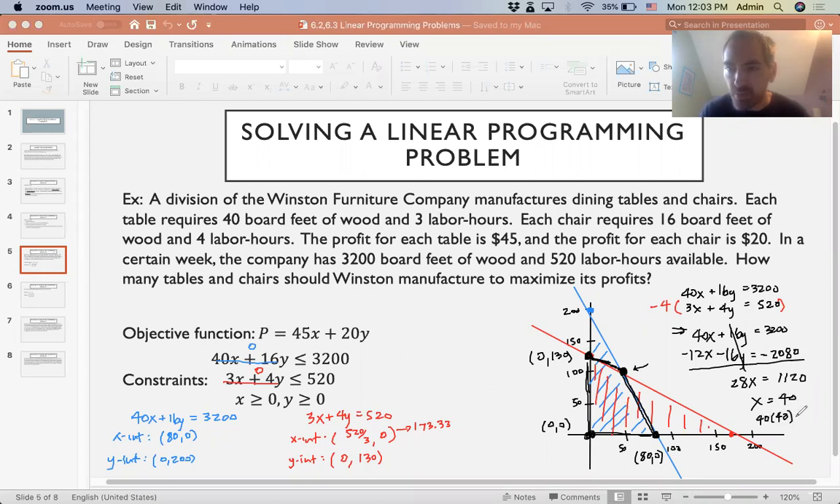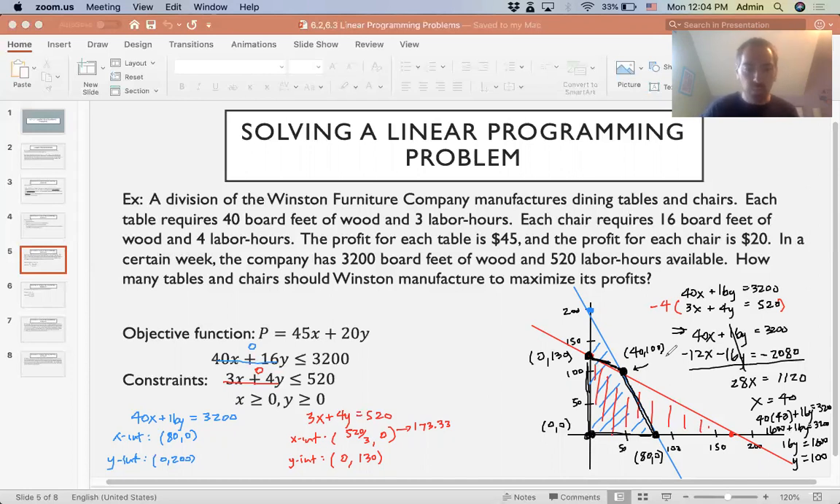I'll just plug into that first one because it's the first one. All right, so that is 40 times 40, that's 1,600. Subtract 1,600 from both sides. 3,200 minus 1,600 is 1,600. Divide both sides by 16, we get 100. Okay, so this point here is 40, comma, 100. Okay, so we have all four corners.